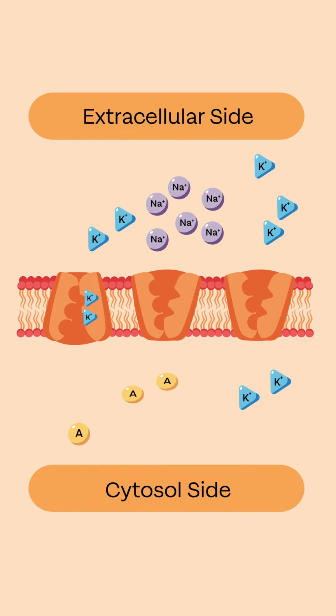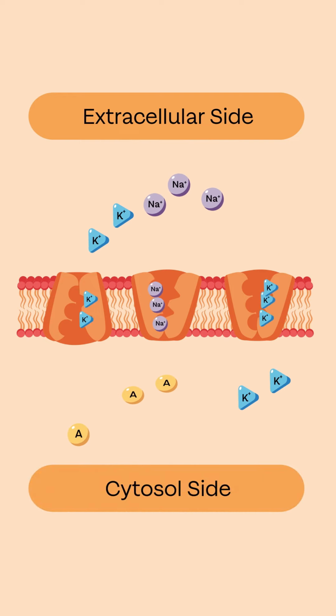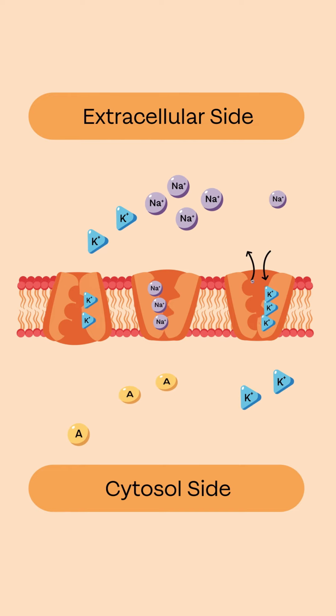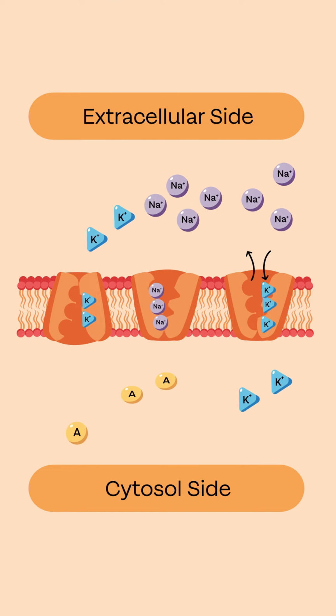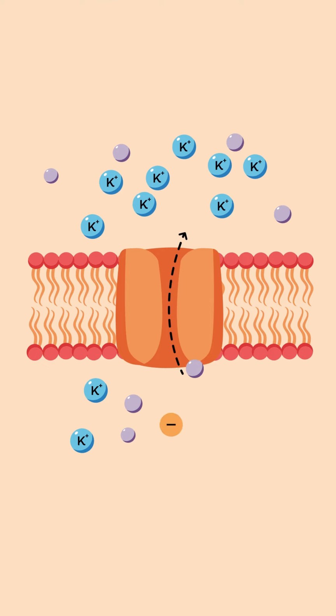Thanks to the cell's sodium-potassium pump, there is a higher concentration of potassium in the cytoplasm in the cell and a lower concentration of sodium. Outside of the cell, the concentration of sodium is higher and potassium is lower. This imbalance leads to the diffusion of potassium ions through leakage channels in the membrane.